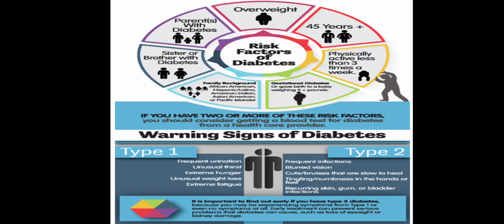So the main risk factor is family history. Having a parent or sibling with type 1 diabetes increases the risk of a person having the same type. If both parents have type 1 diabetes, the risk is even higher.